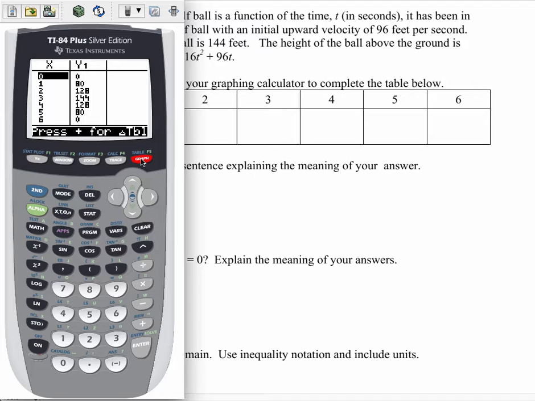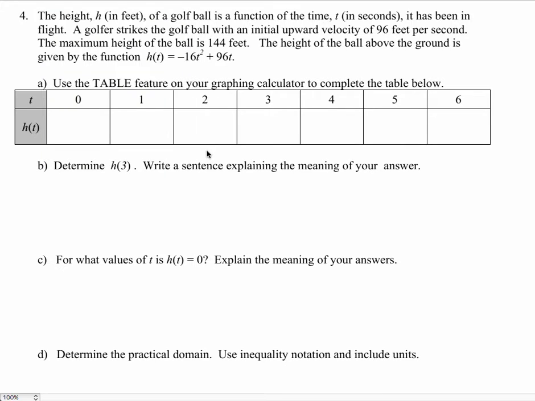Once we've done that, we're going to hit second and then table, or second graph, and we'll get our table. Now our table, they ask us to start at 0 and go up to 6 seconds. We need to give the corresponding height in feet. That's what's showing up in column Y1 here.